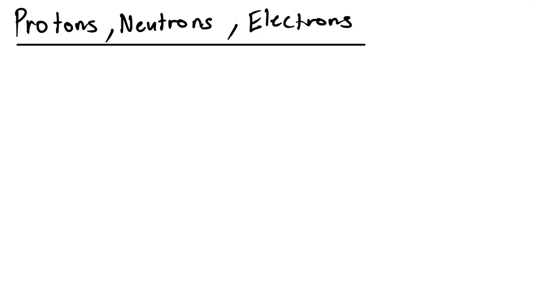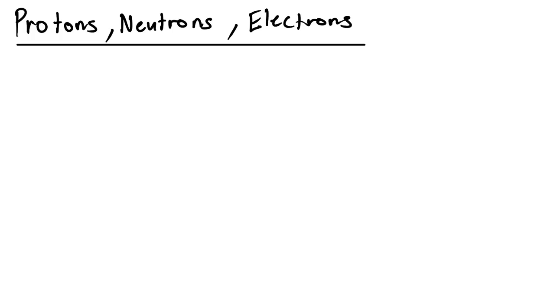Hey everyone, so in this video we're going to be learning how to calculate the number of protons, neutrons, and electrons in an atom. So first off, you just need two things to do this. You're going to need the atomic number of the atom and the atomic mass, both of which can be found from the periodic table. So make sure you have a periodic table next to you.